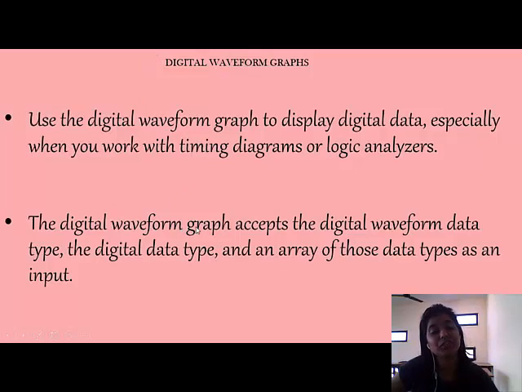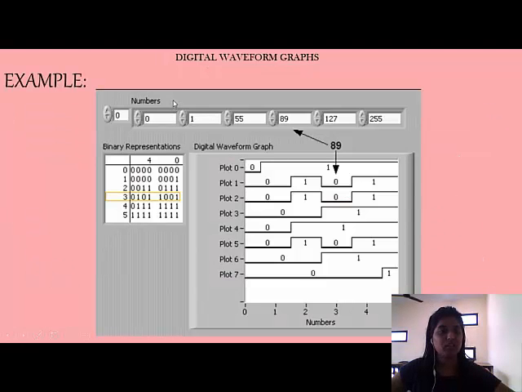The digital waveform graph accepts the digital waveform data type, meaning digital data, and an array of those data types as an input. You have the array input as your digital data. I have an example for you here.